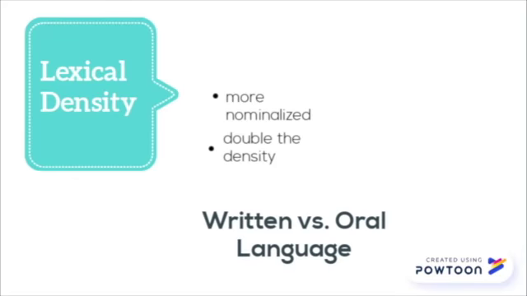Linguist researchers have found that the challenge in teaching academic language is that there's a much higher lexical density than in conversational language. That academic language has almost double the density, and it's more nominalized, meaning there's a difference between reading of the word produce to reading the word productivity in text.